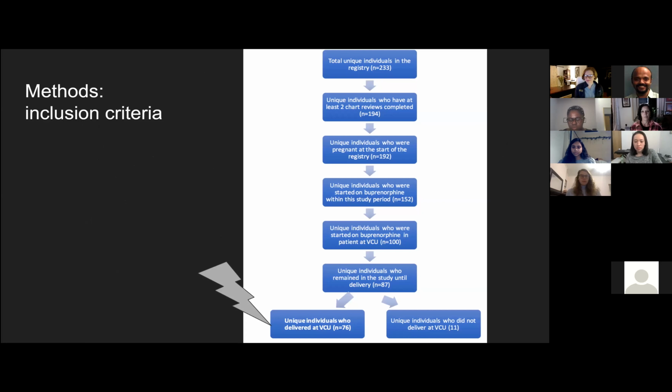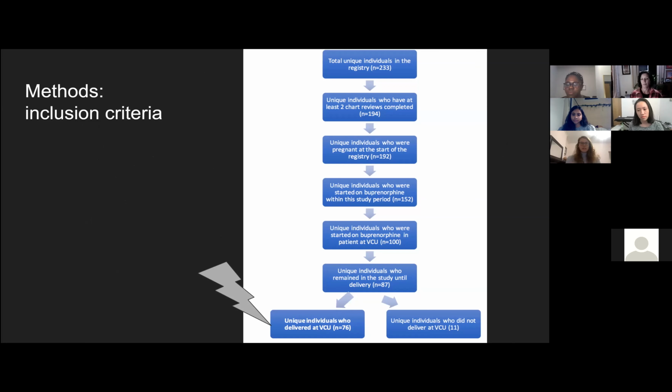So like I said, this registry included individuals who were not included in our specific study. So like I said earlier, we were interested in looking at patients who were started on buprenorphine at VCU during pregnancy. So it was a very specific part of the registry. So I'm just going to walk through how we ended up with our sample for this study specifically.